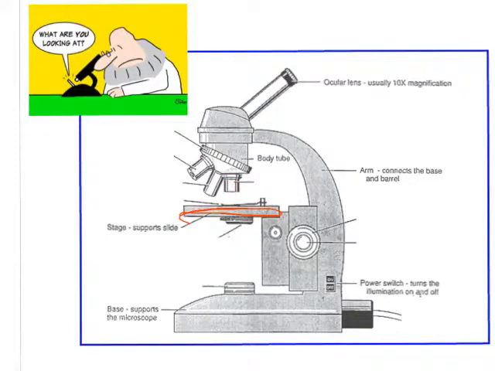We also have, right here underneath the stage, the iris diaphragm. It regulates the amount of light that comes through and illuminates our slide. Down here, sitting on top of the base, we have the projection lens. And let's go to the next slide.